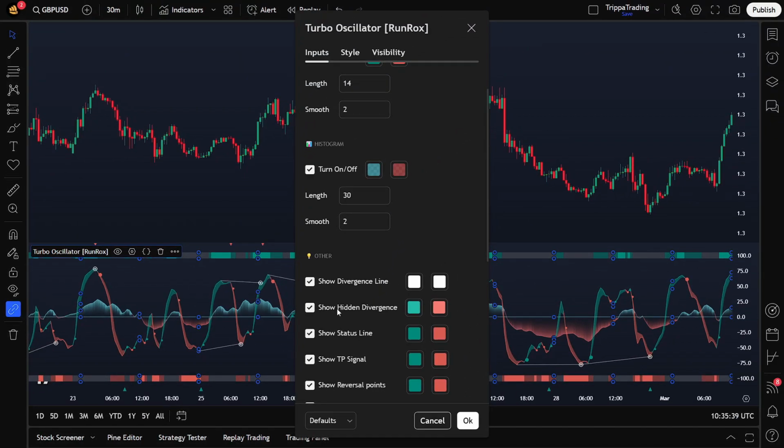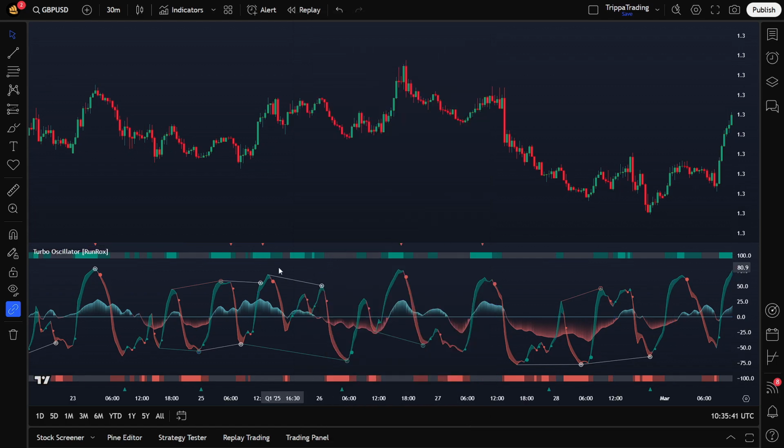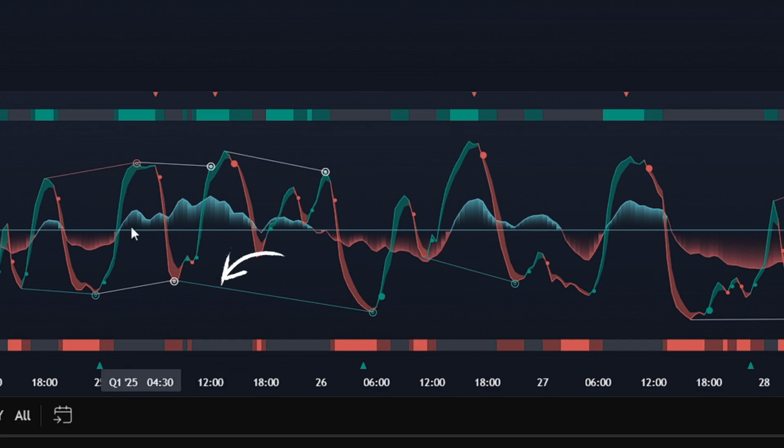And then, activate the hidden divergences from here. As you can see, they're going to have two colors. Green lines at the bottom indicate bullish hidden divergences, and red lines at the top indicate bearish hidden divergences.